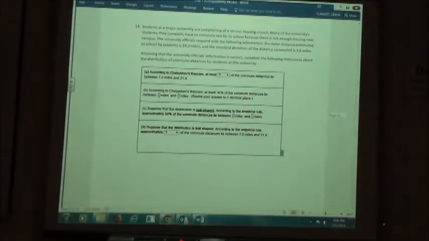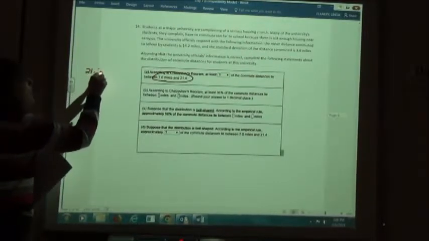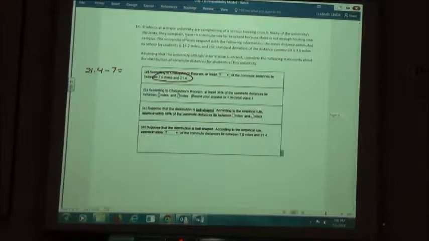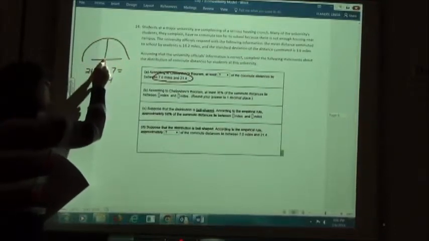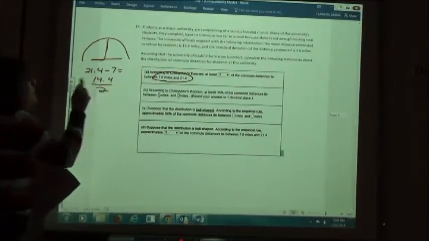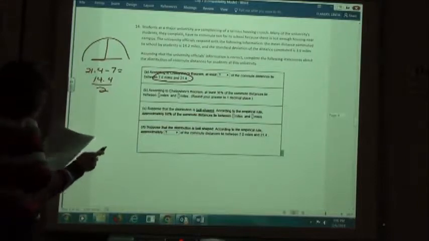at this university. So, again, according to Chebyshev, at least what percent of the commute distances lie between 7.0 and 21.4? So, again, what we're going to do here, first of all, is figure out what's the spread between those two numbers. 21.4 minus 7 would give me 14.4. Now 14.4 is the spread all the way across. We want to look at a standard deviation, so we're going to end up dividing that by 2. 7.2.